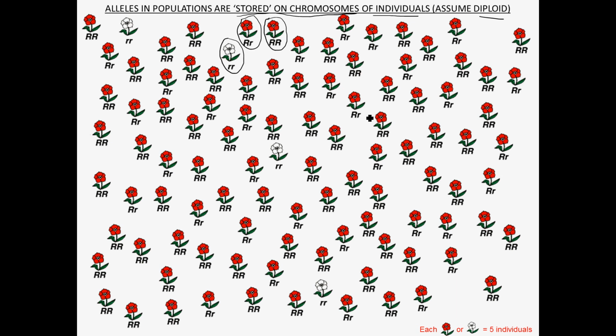Now, each individual has space for 2 alleles because, of course, they are diploid. One allele is going to be on one chromosome, one homolog, and the other allele is on the other homolog. In this case, they're going to have 2 big R's. In the case of this heterozygote over here, one is going to be big and one's going to be little. And in the case of these homozygotes here, you're going to have 2 little r's there. Again, each one of these plants, each red one or each white one, represents 5 individuals.